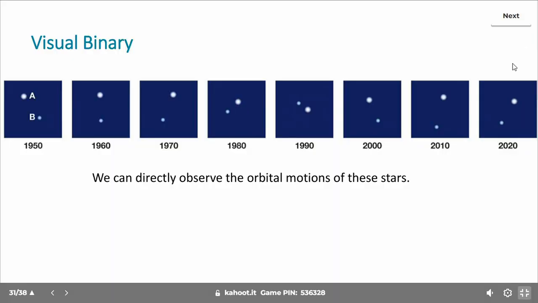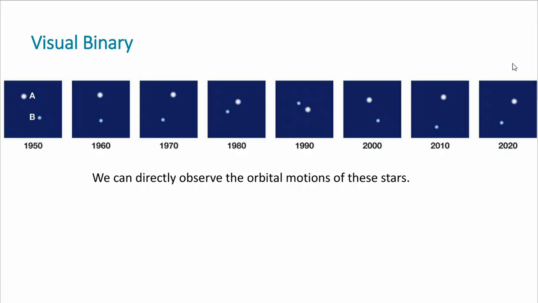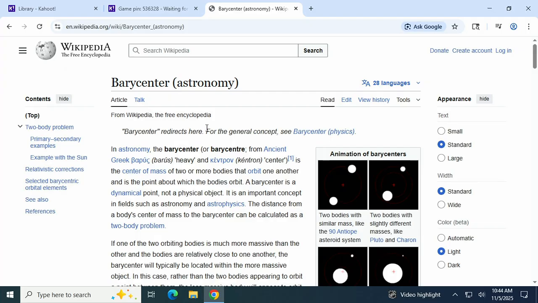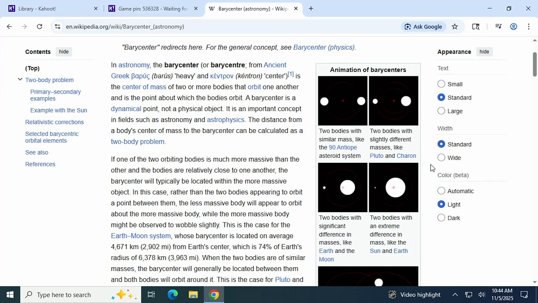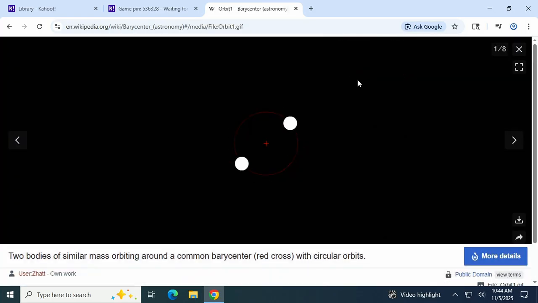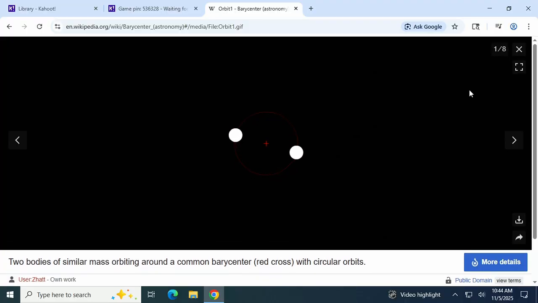So the different types of binary systems: we can detect visual binaries where you can just see both stars and they are moving with respect to each other, and so they're not just two stars that happen to be close to each other in space, they're actually orbiting each other. This just has some interesting GIFs of what different orbiting binary systems might look like.